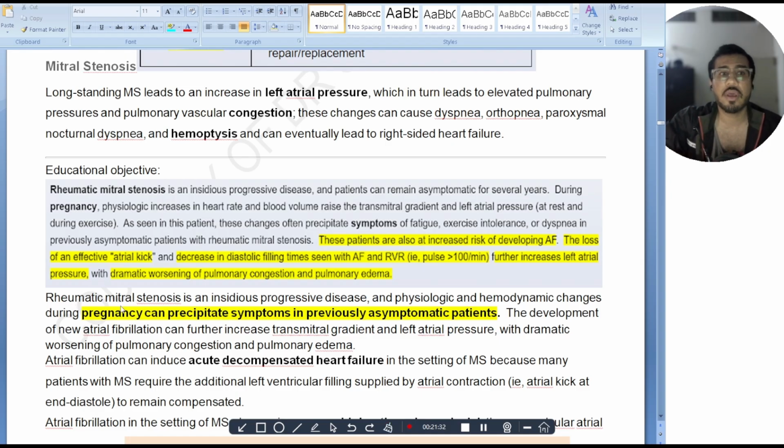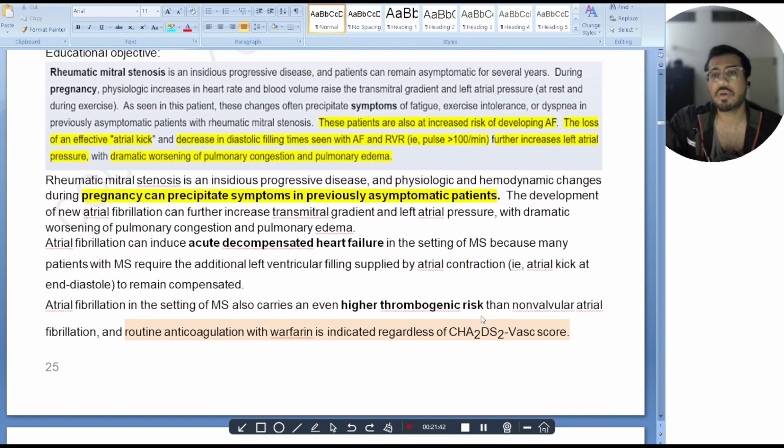Okay, rheumatic mitral stenosis is an insidious progressive disease, and physiological hemodynamic changes during pregnancy can precipitate symptoms in previously asymptomatic patients. This is what we were discussing. The development of new atrial fibrillation can further worsen the patient, further increase transmitral gradient and left atrial pressure with dramatic worsening of pulmonary congestion. The patient is in grave condition now. Atrial fibrillation can induce acute decompensated heart failure in the setting of mitral stenosis because many patients with mitral stenosis already require the additional left ventricle filling supplied by the atrial contraction.